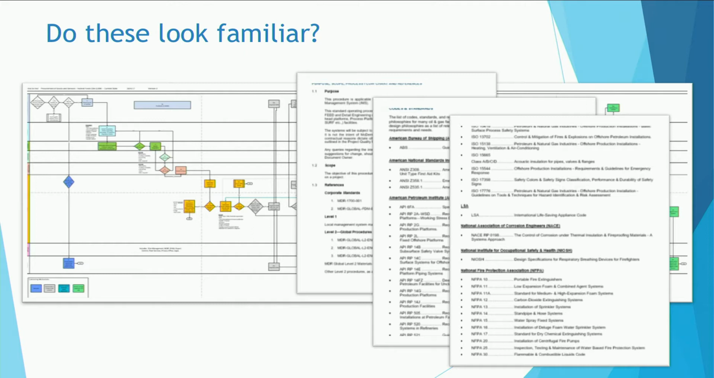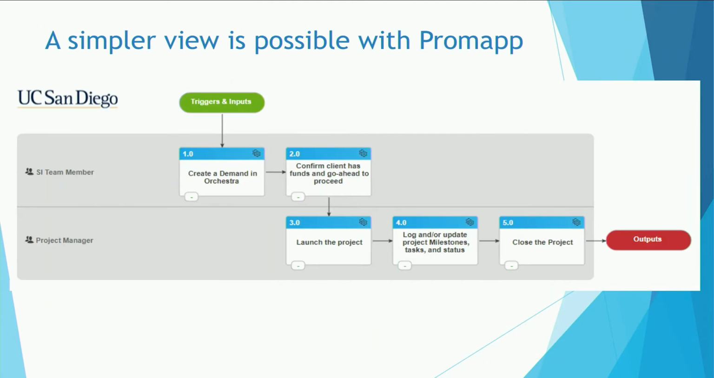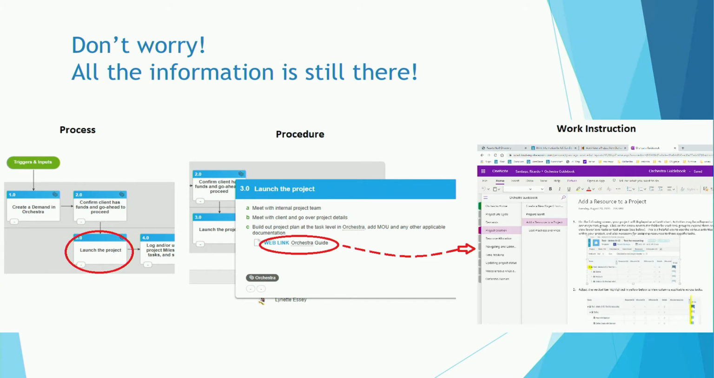Similarly with SOPs, they can capture every last nuance and nugget in our process, but they're not easily understood or relatable or transferable. But what if I told you that a simpler view is possible, that we can capture all of the same information and have it be a nice, clean, fewer than 10-step process? Fortunately, all of the information is still captured.